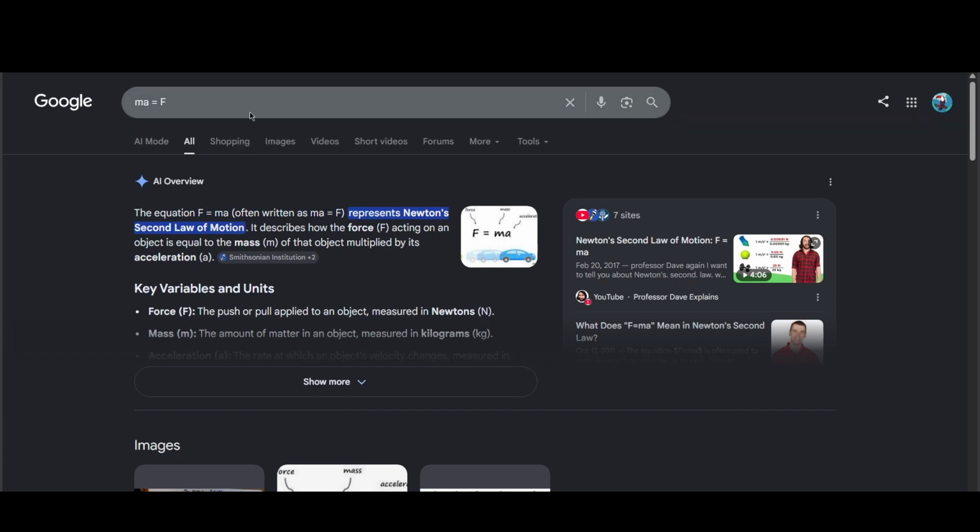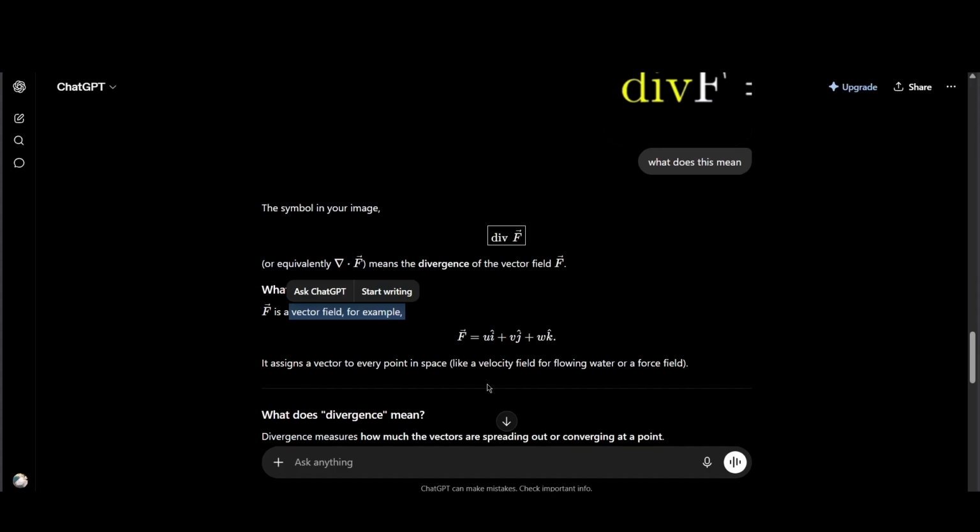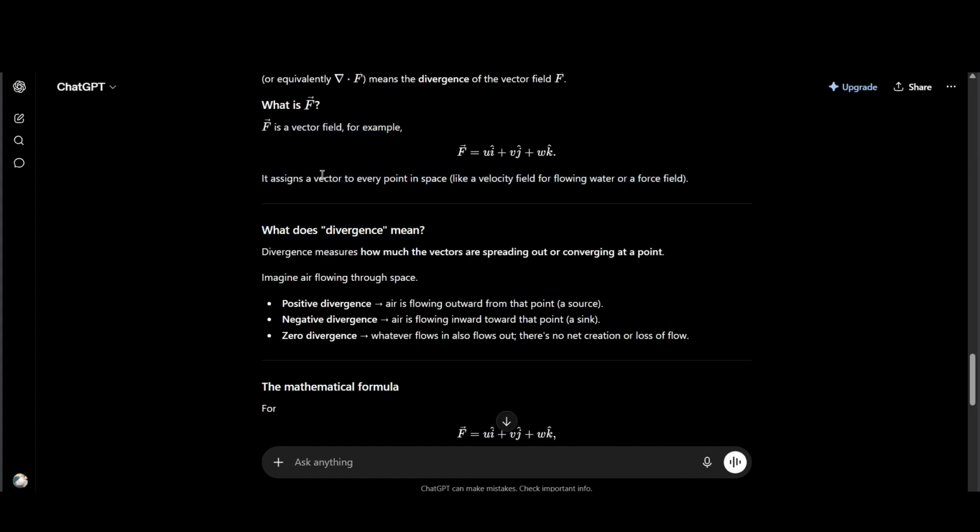The symbol in your image means the divergence of the vector field. What is F? F is a vector field.